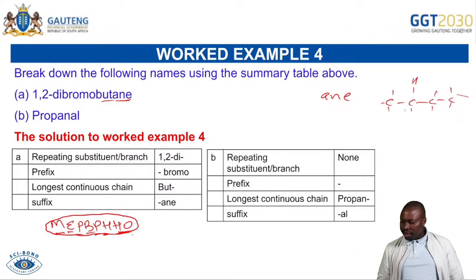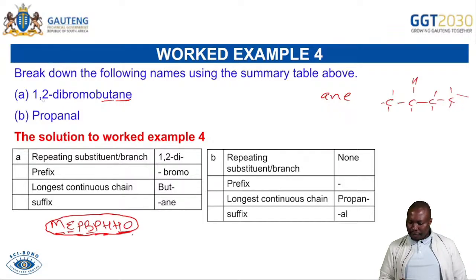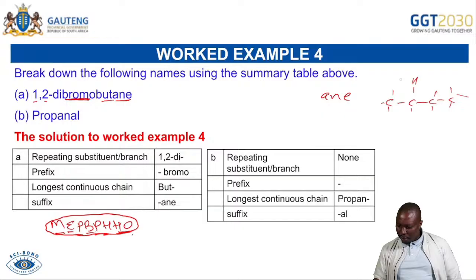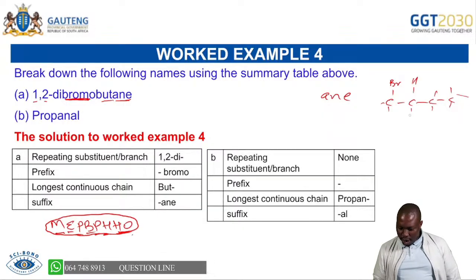The "but" is the 4 carbons, 1, 2. So in carbon number 1 and carbon number 2, we have dibromo, 2 bromos. One is in carbon number 1, one is in carbon number 2. So I just go to carbon number 1, I put a bromo in carbon number 1. I go to carbon number 2, I put another bromo. So that is 1, 2.